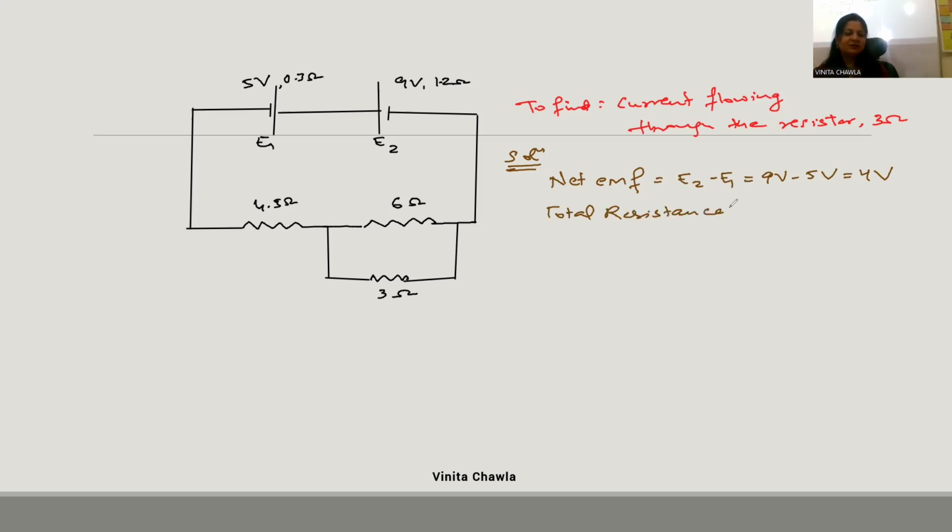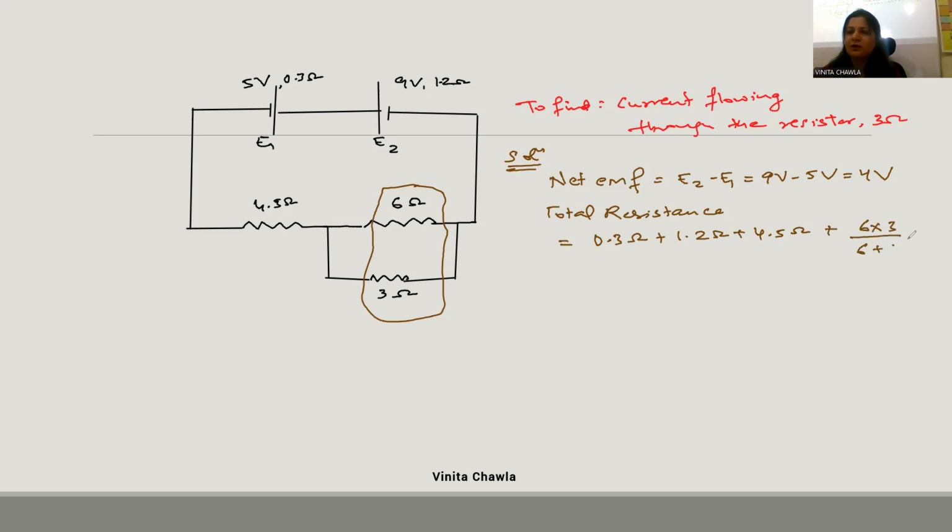हाँ जी, total resistance कैसे find करेंगे? See, this forms a parallel combination, ना? This forms a parallel combination, and बाकी जितनी भी resistors हैं, they all are in series. How will you find total resistance? 0.3 ohm plus 1.2 ohm plus 4.5 ohm, and this forms a parallel combination. So for this we can write 6 into 3 upon 6 plus 3 ohm. Can we write like this?